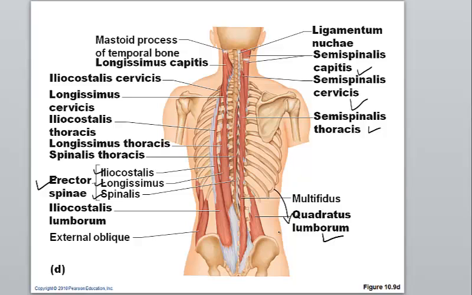So what is a proper way to pick something up from the floor? To bend your knees, so you're not completely relaxing your back muscles.